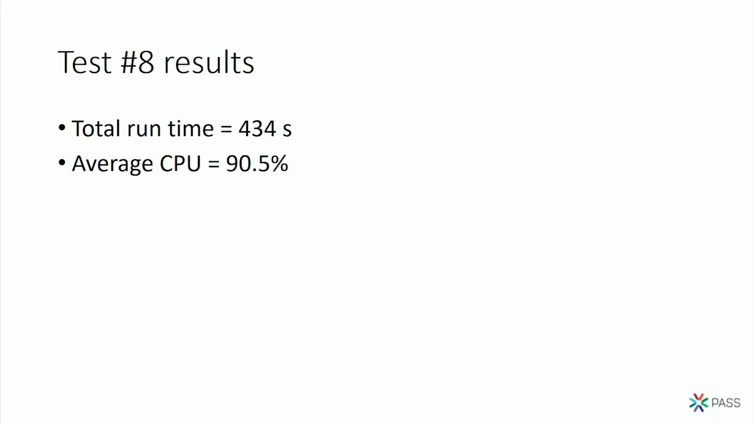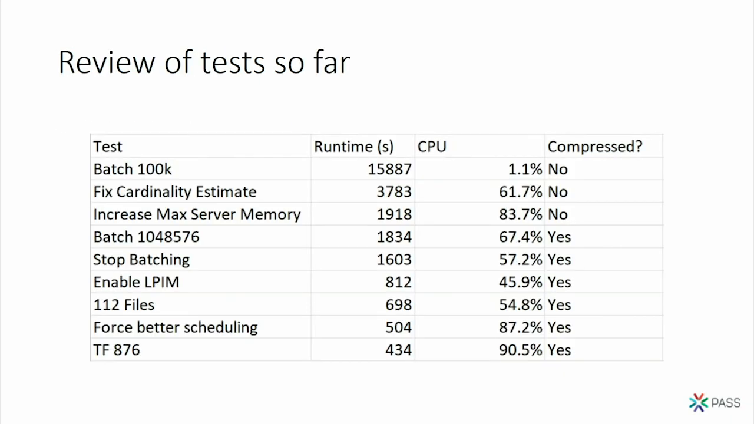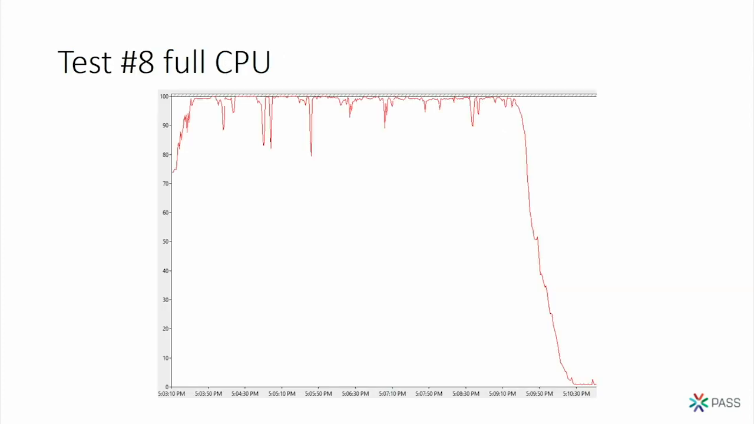But I'm getting closer. SQL Server says 90% CPU. Here's what we've done so far. Making progress, right? This feels possible. That CPU graph would be perfect if the workload was fast enough, and it's not. So I'm using too much CPU.